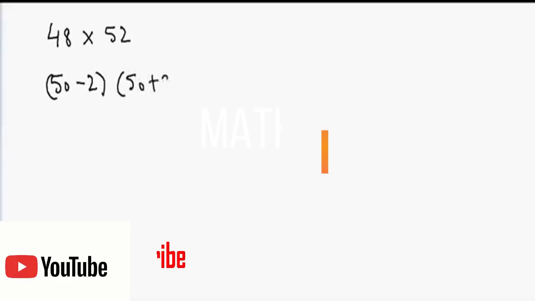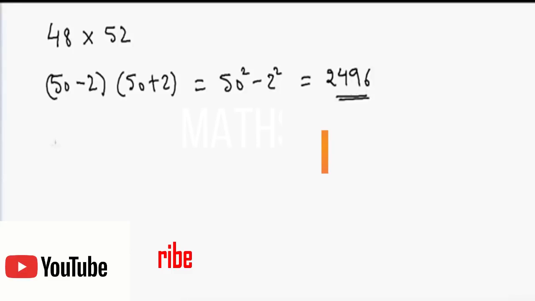For example, suppose I have to multiply 48 and 52, so how will I do that? If you look at it carefully, these numbers are symmetrical around 50. So this can be written as 50 minus 2 and 50 plus 2. So that will be equal to 50 square minus 2 square. So the answer will be equal to 2496. Right?